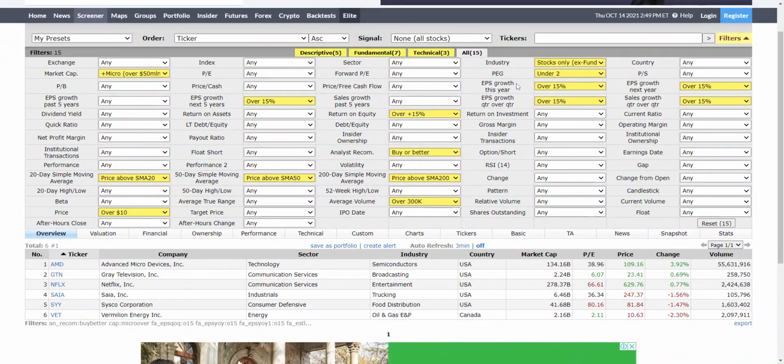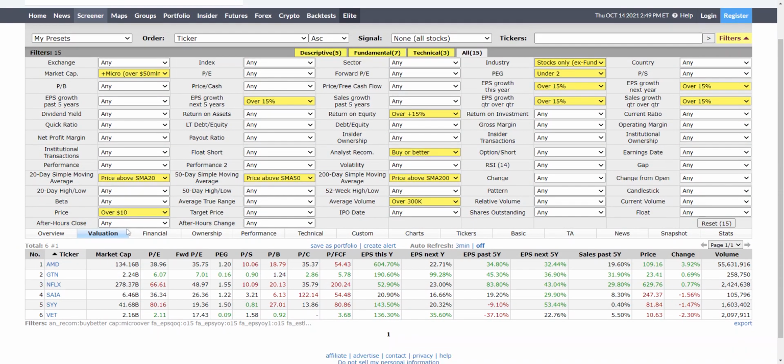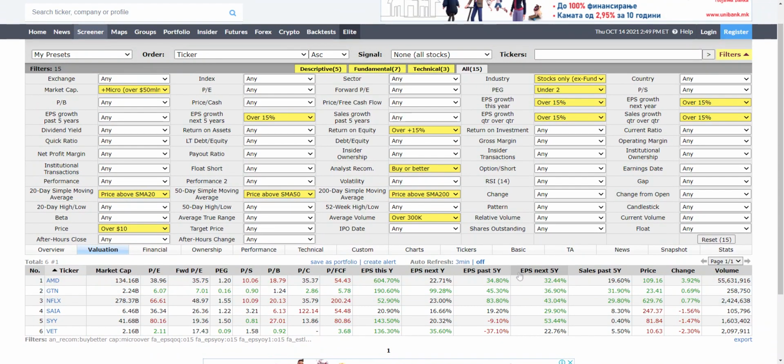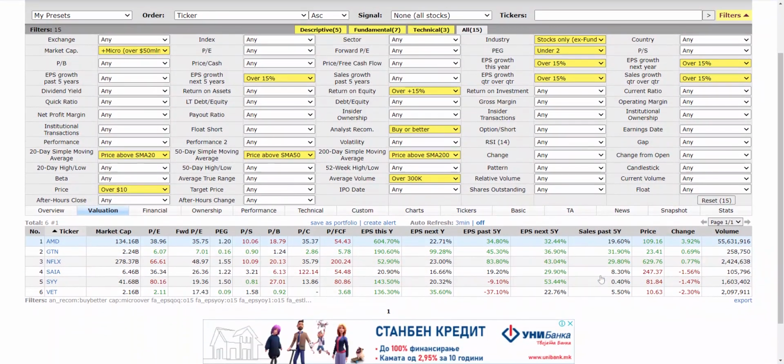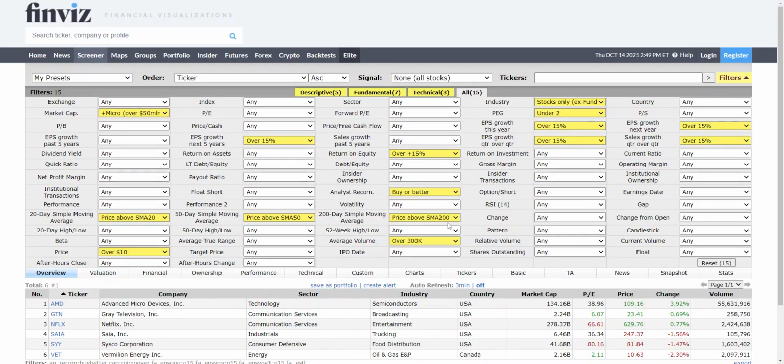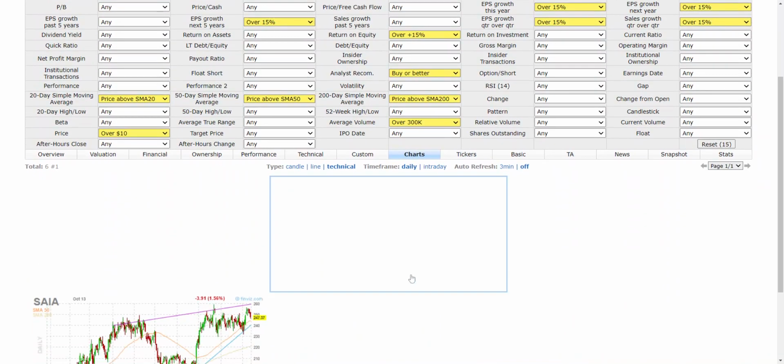You can go ahead and screenshot this, and you can use whatever you want. I always like to look at the valuation. So this does look promising. The next one is the past years, 83% earnings per share. After that, as you see, we have the sales past, the price, and all that other good stuff. So let's just go to the overview. Let's go to the charts and see what we have.